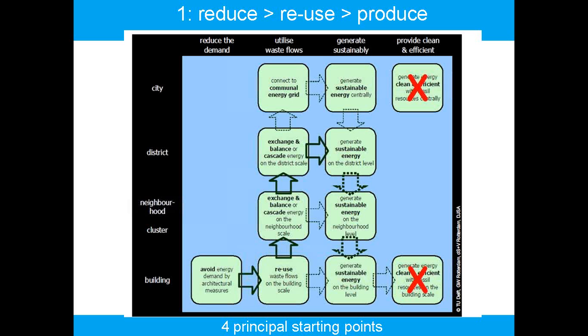And what we think in Rotterdam is that if you cannot reuse it at the buildings level, you should make it possible to exchange it with the neighborhood, a district, or within the city, by having a communal energy net. And only after reusing every kind of waste flows or recoverable energy flows you have, then you start producing sustainable energy. And even if that's not enough, but hopefully it will be, then you start having clean or efficient fossil fuels with CCS or whatsoever.